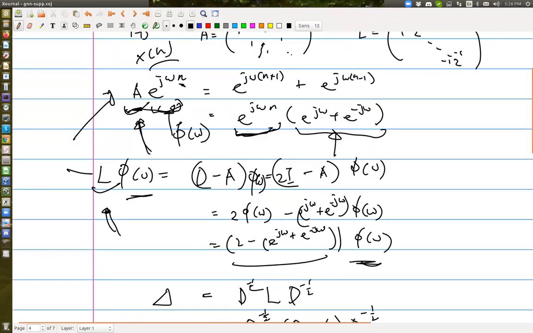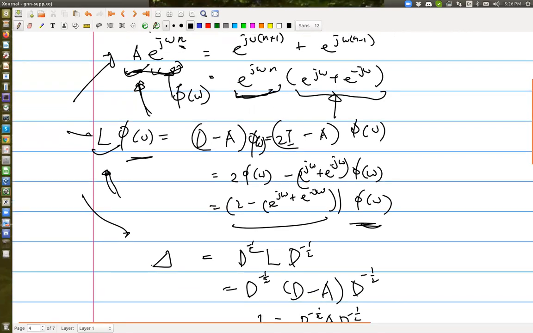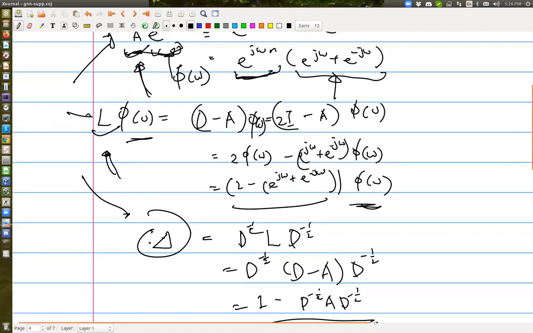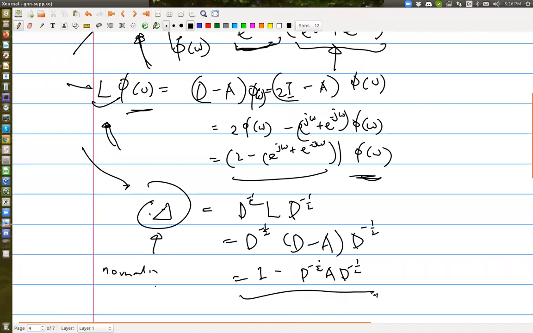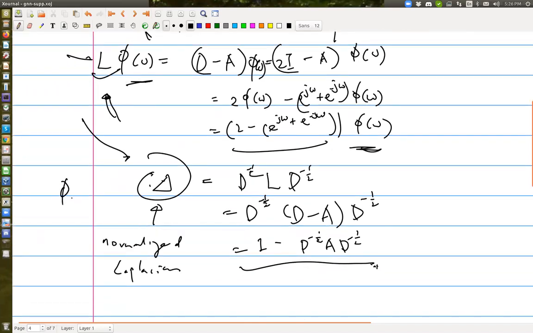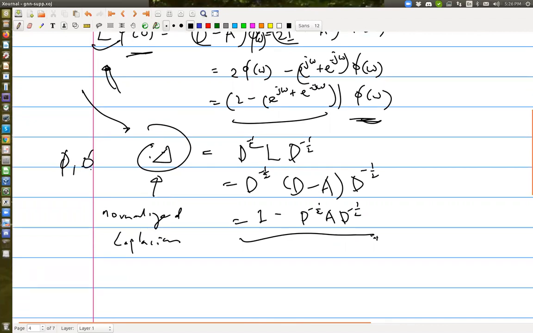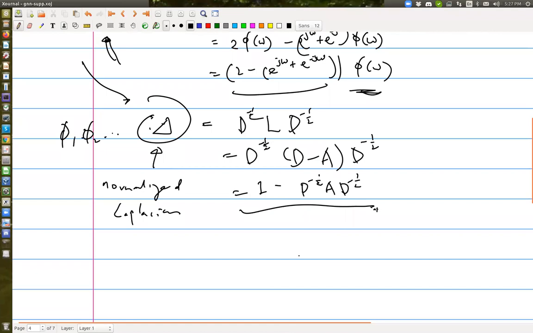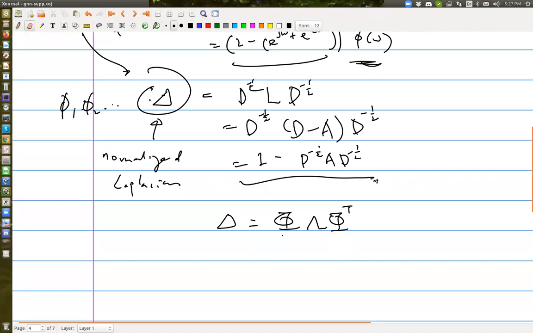We can pick the eigenvectors of this one as the Fourier basis. But let's say we use this as the Fourier basis, known as the normalized Laplacian. Let's say they have eigenvectors φ, maybe φ1, φ2, and so on. These are the eigenvectors. Then Δ can be decomposed as Φ Λ Φ transpose, where this Φ is just the eigenvector matrix.